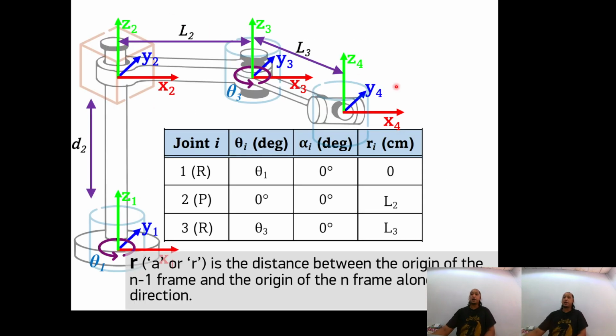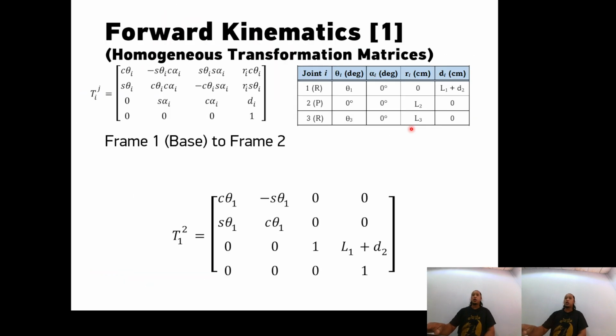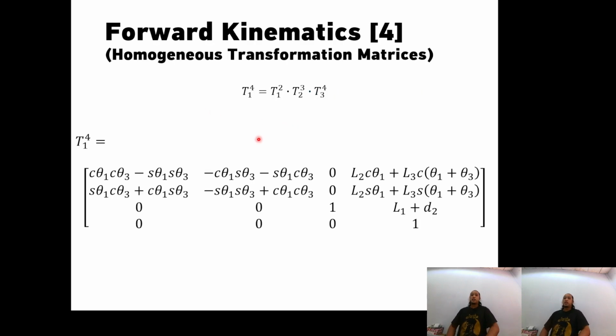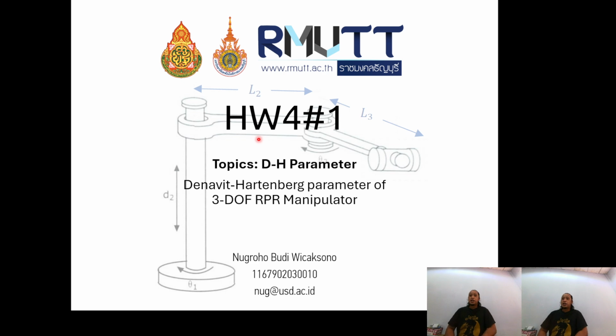For this RPR robot, the reference that I used is the edition by Collins from Automatic Edition. This is all that I can present on this topic: the Denavit-Hartenberg parameters of a 3 DOF revolute-prismatic-revolute manipulator.